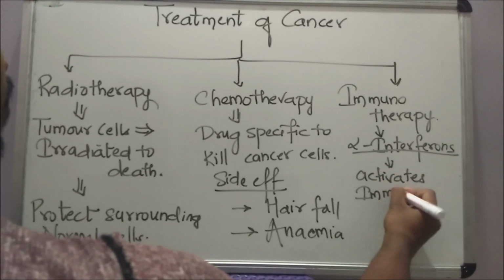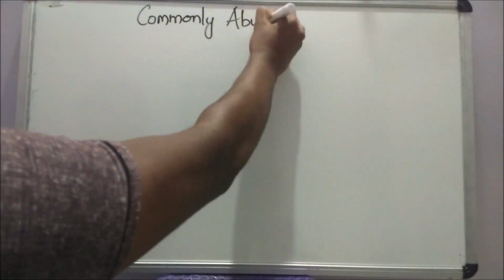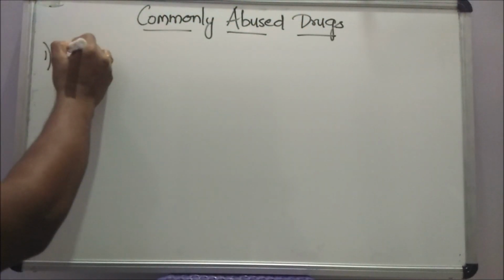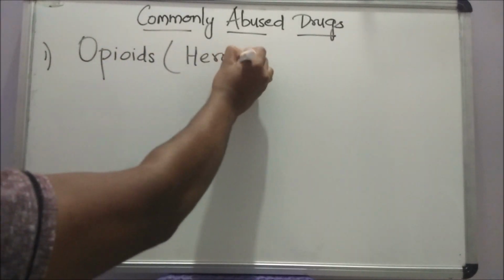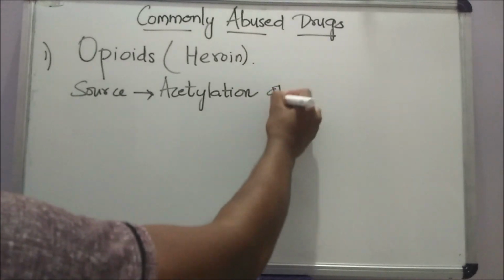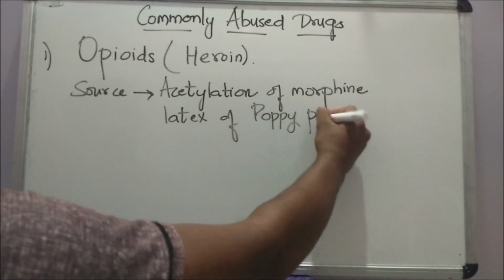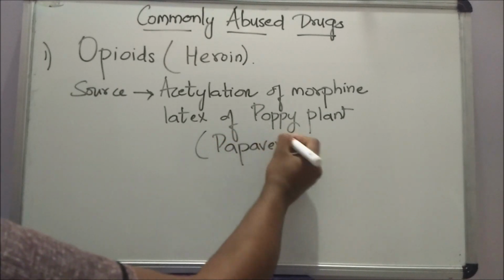They activate the immune system of the patient and help in destroying the tumor. Now let's learn about commonly abused drugs. The first one is opioids. It's also called heroin. The source is the acetylation of the morphine extracted from the latex of a poppy plant. The scientific name for the poppy plant is Papaver somniferum.